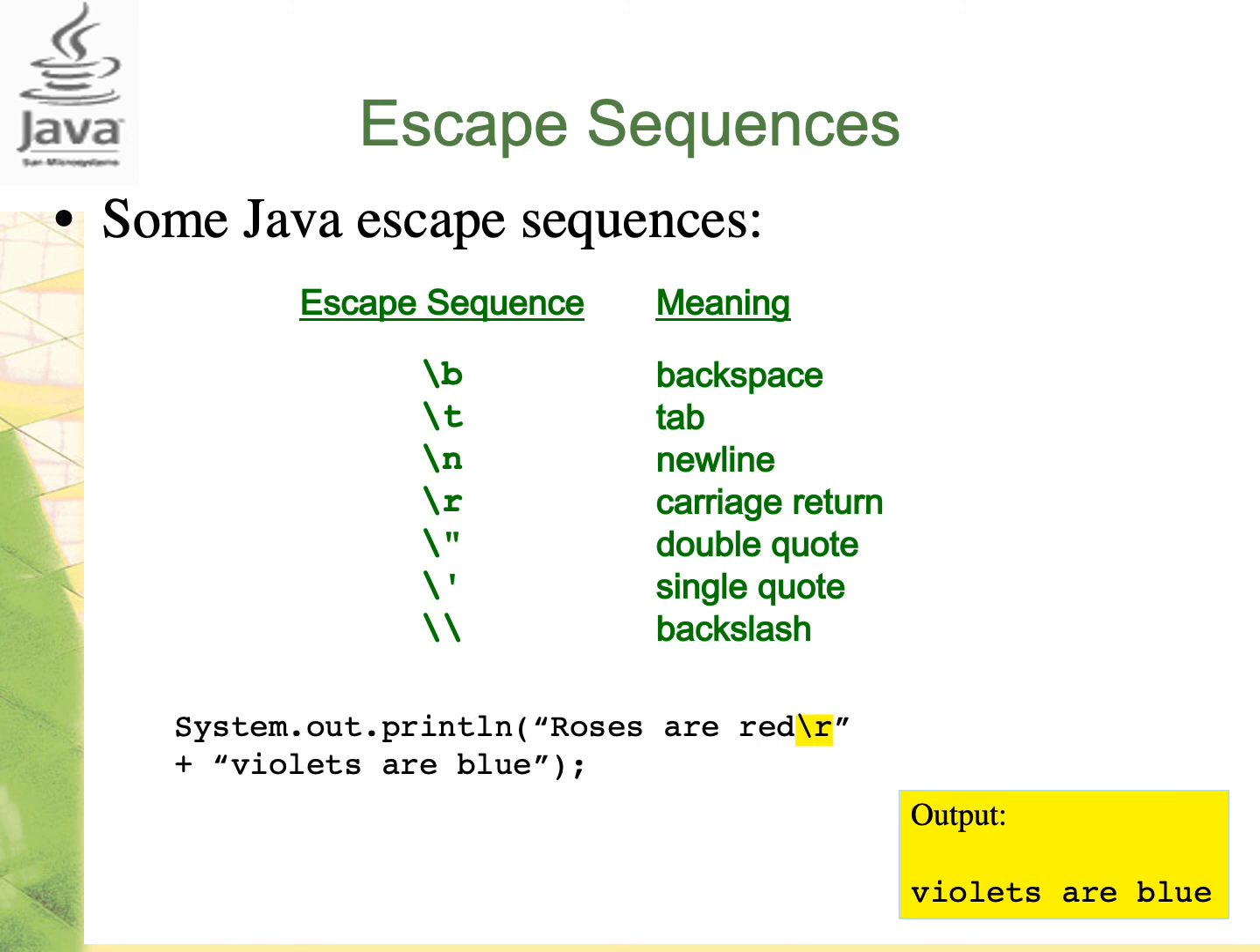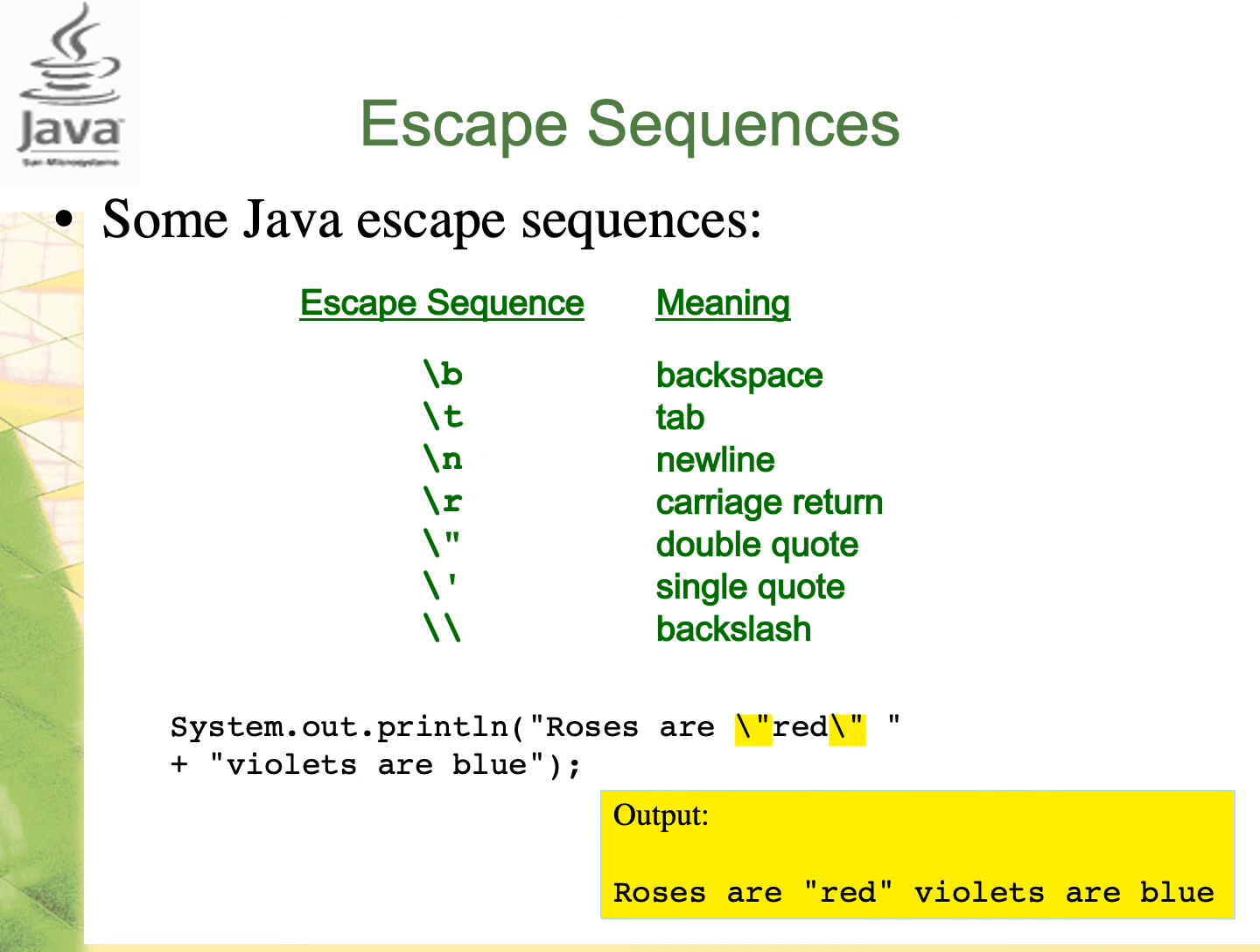Next, we have \r, which means carriage return. For example, when we write roses are red \r violets are blue, what happens is the sentence roses are red is removed. \r returns to the beginning and removes the previous words. If you use \r in NetBeans and in JGRASP, they will show you slightly different results. But in theory, \r would return to the beginning and remove the previous words.